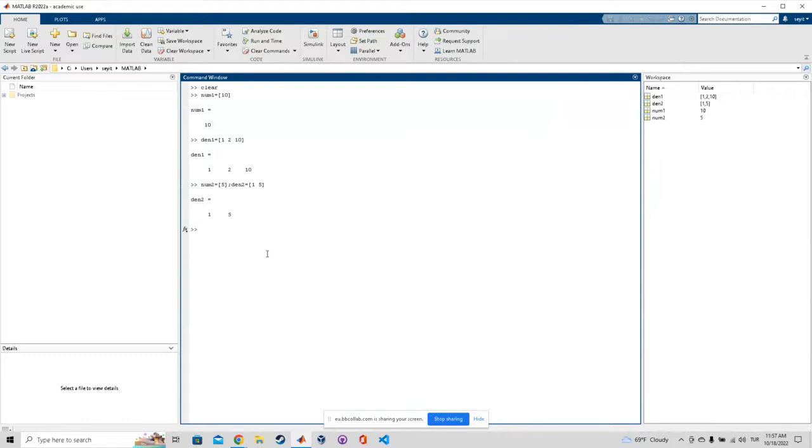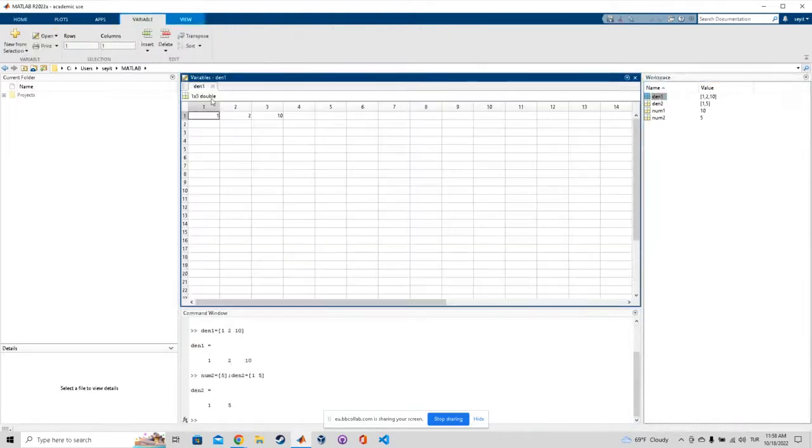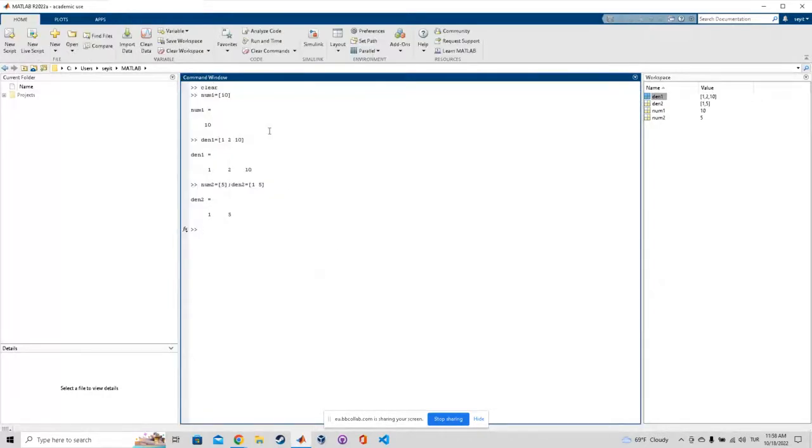All right. So now on the right side, you see the workspace. In the workspace, you can see denominator 1, denominator 2, numerator 1, and 2. The code you write here gives you the workspace. When you click on them, you can see the values here, such as 1, 2, 10 for denominator 1, which we defined here. You can click it and see it also.